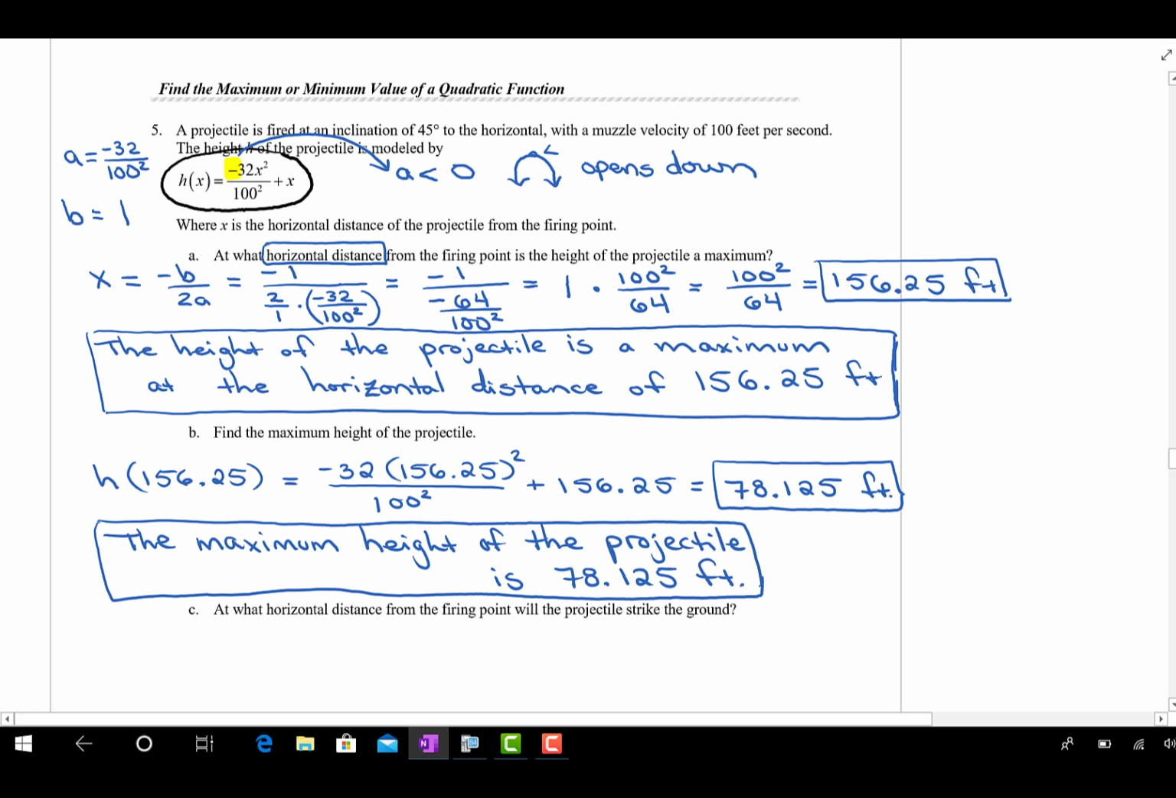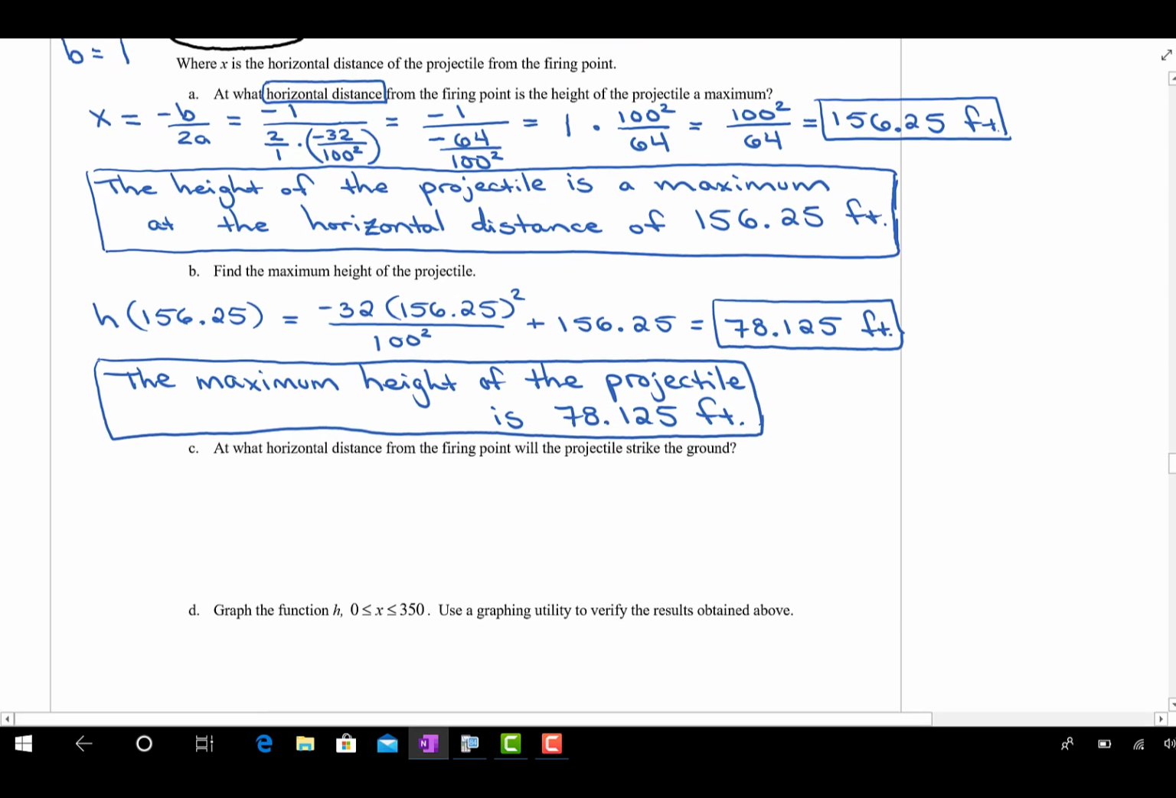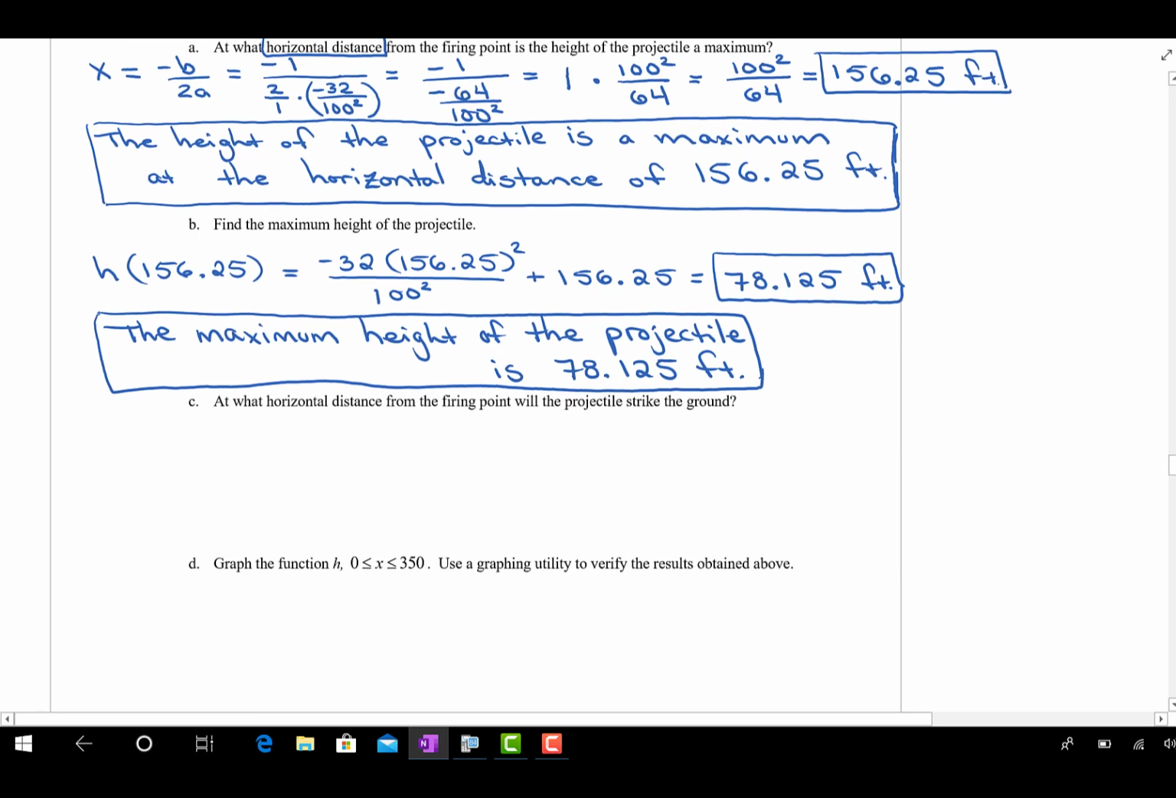And then C says, at what horizontal distance from the firing point will the projectile strike the ground? When it says strike the ground, that means it's going to basically have a height of 0. Because what's the height of something when it's on the ground? That's what h of x represents. H of x represents the height from the ground. So what we're basically going to do is replace our h of x with a 0, and then we're going to solve for our x.